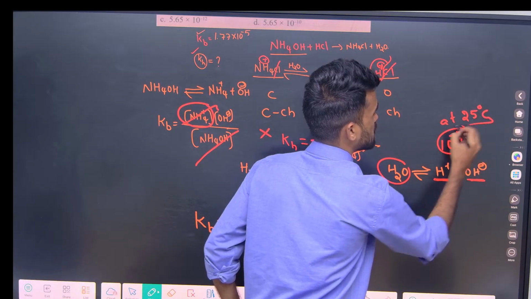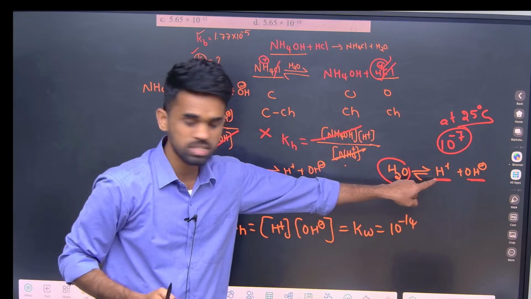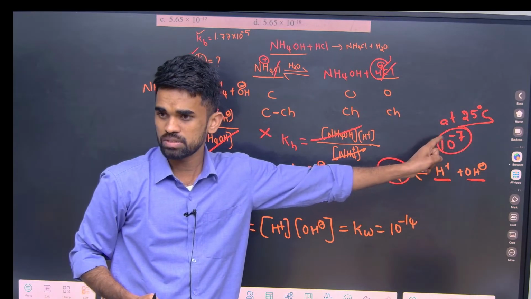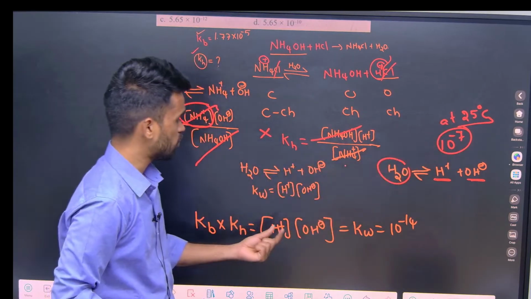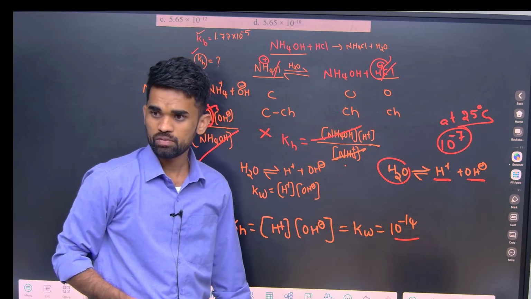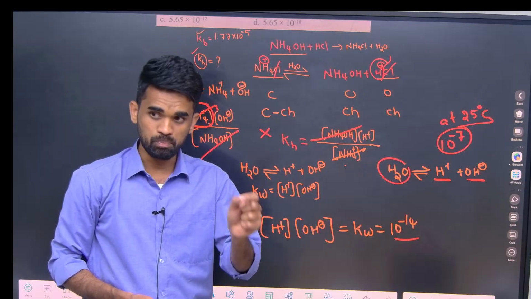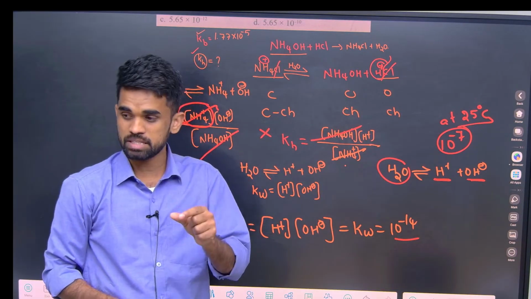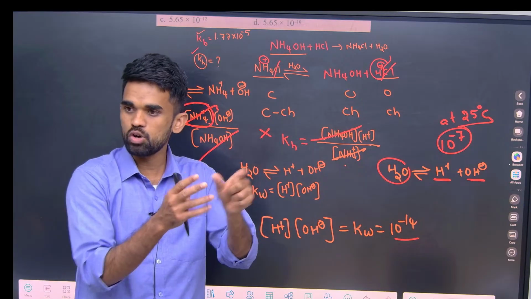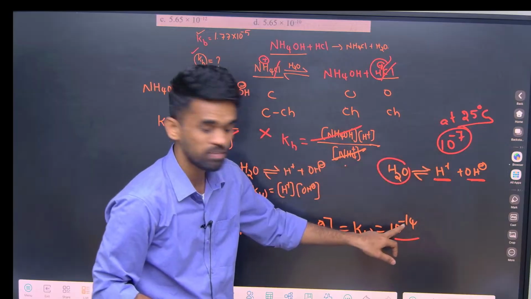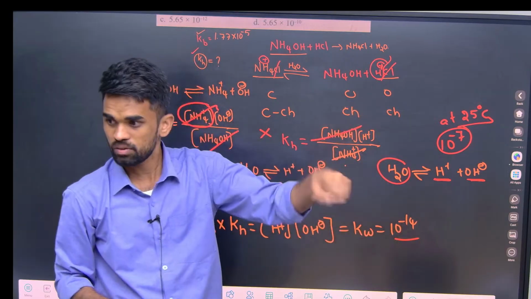At 25 degrees Celsius, what is the ion concentration of H plus and OH minus? Both of them have 10 power minus 7. If I multiply them, what value are we going to get? 10 power minus 14. That's why pH and pOH, the total sum is how much? 14. Why are we taking 14? Because here we are getting 10 power minus 14, so that 14 you are seeing there.